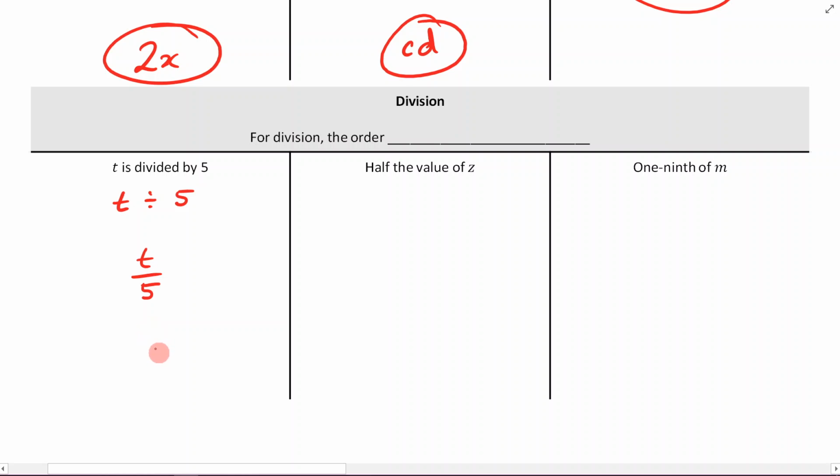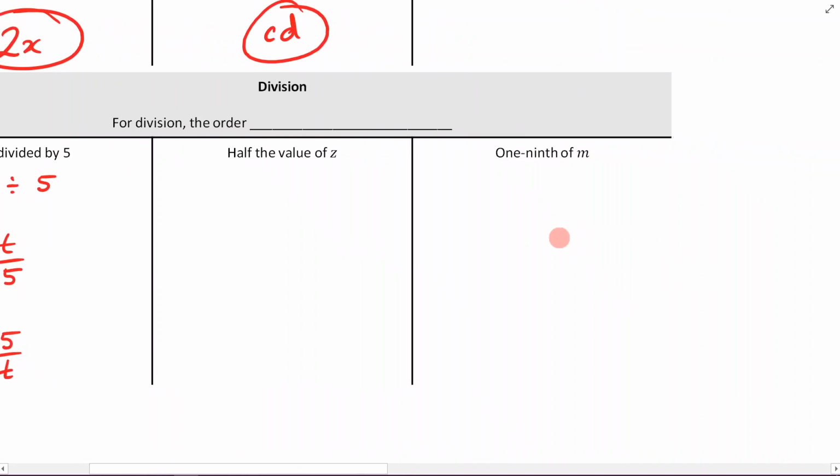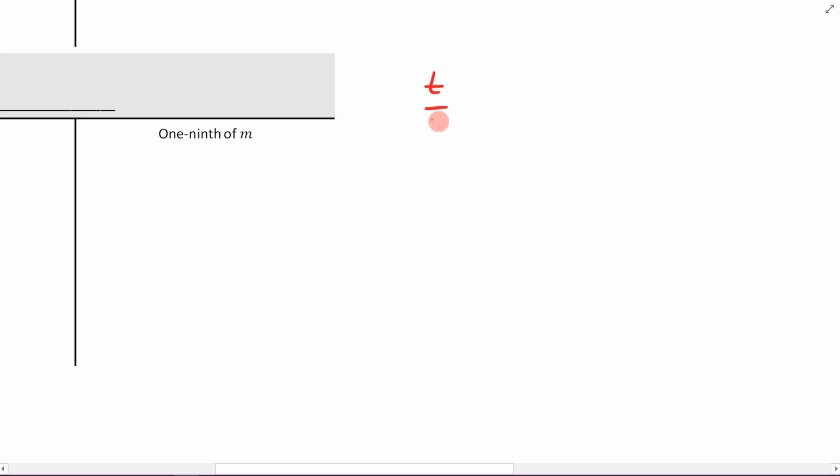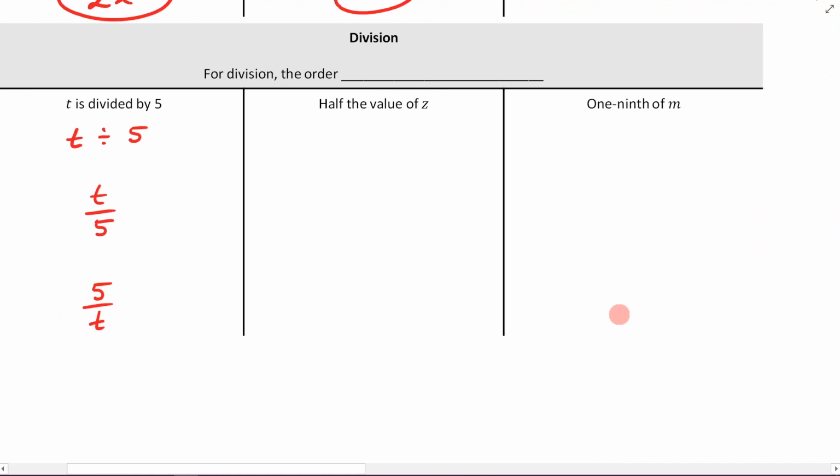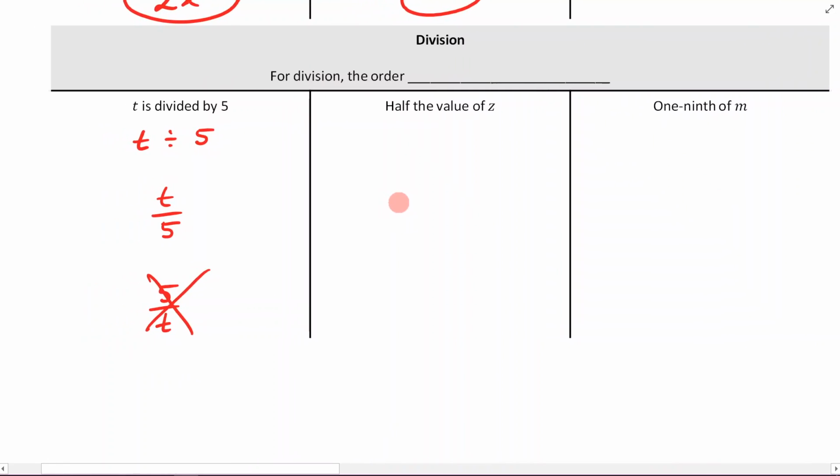Now, you might be asking the question, is that the same thing as 5 over t? Are these the same? All right, so let's do an example. So we have t over 5, and we're trying to figure out whether or not this is the same as 5 over t. Well, let's just say let t equal 10. If t was equal to 10, I'm going to put a 10 in there. In this case, I'm going to get 10 divided by 5, which is 2. If I put a 10 here, 5 over 10, that's a half. These are not the same.